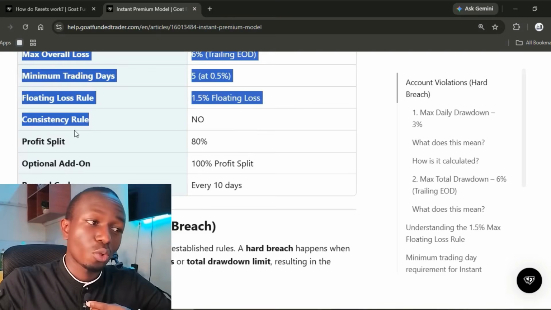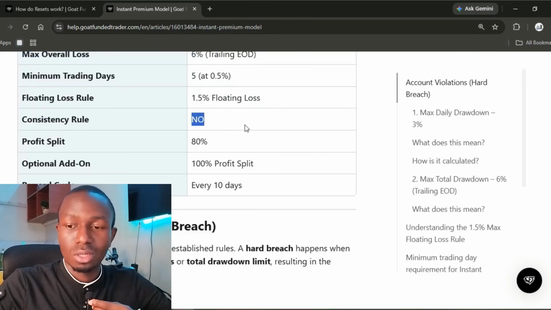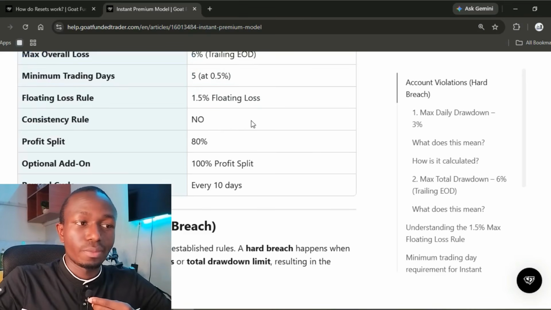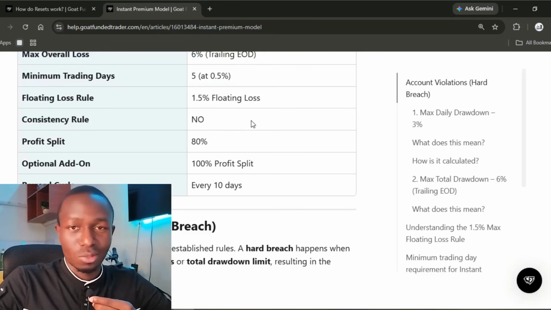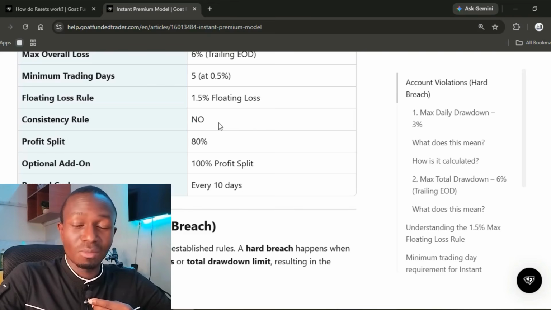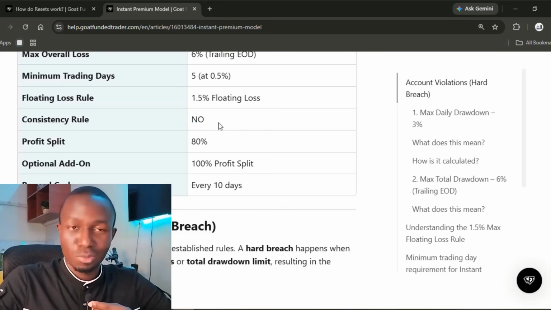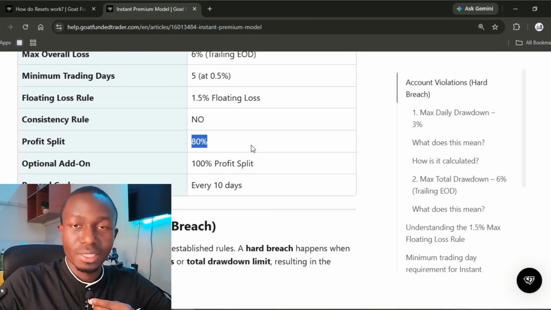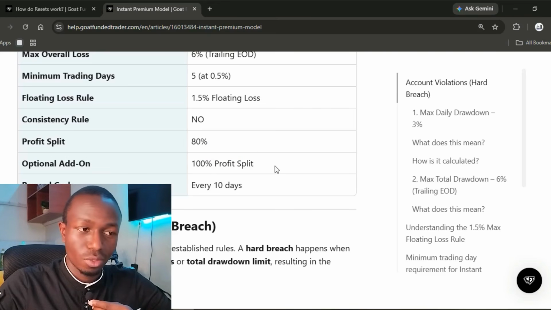There's also no consistency rule, which is a huge advantage, because one of the toughest rules in trading is the consistency rule, if I'm being honest, because you'll have a good day, like one day, and then that will limit you. You will have to make so much profit just to stay within the consistency rule, like to respect the consistency rule. The profit split is standard 80%. Here they're saying you can get 100% split if you use the add-on when you're checking out. The payout cycle, like I said, is 10 days.